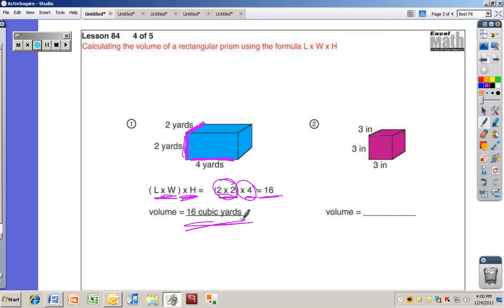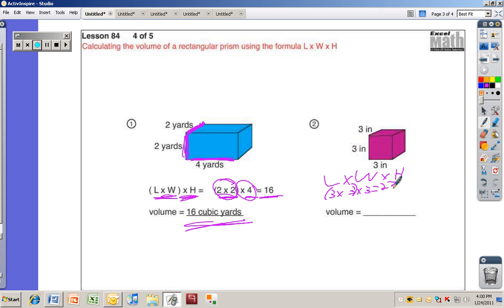Okay, pause the video and then turn it back on when you're ready to see the solution to number 2. Here comes Michael. Michael will tell you how to do number 2. Go, Michael. Okay, so I do length times width times height, which is 3 times 3 times 3. Remember, put it in the right order. 3 times 3 is 9. 9 times 3 equals 27.